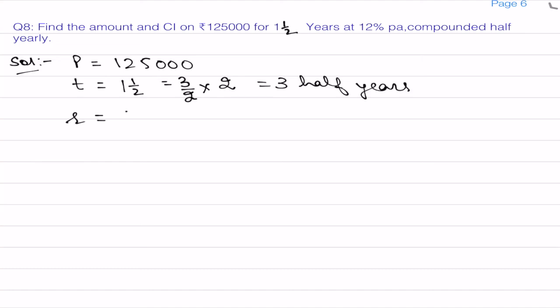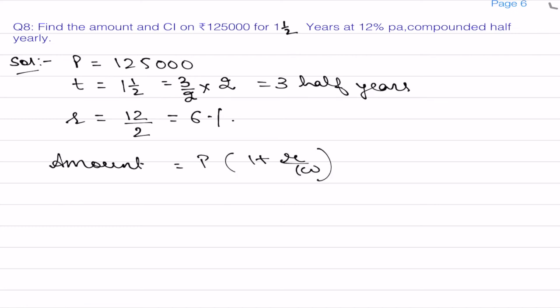Rate is 12%, so it will become half. 12 upon 2 is 6%. Now the formula is the same as the previous one: principal into 1 plus r upon 100 whole raised to the power t. Put the values and solve.